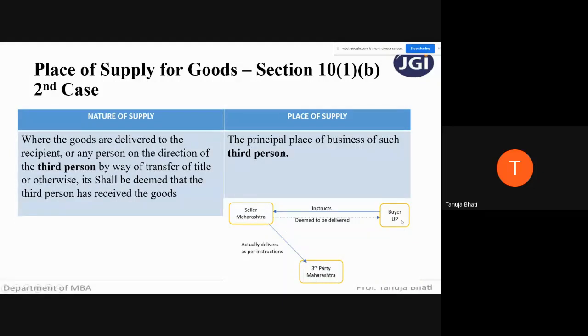So remember students, the person who is instructing, here the place of supply will be the principal place of the buyer, such third person who is instructing. So here the place of supply will be UP. So this will be deemed to be delivered. Though it is not actually delivered, under the provision of section 10, subsection 1, clause B, you have to consider it as deemed delivery. Though the actual delivery happened somewhere else, deemed delivery happened in UP, therefore the place of supply will be the principal place of the third person who is instructing, so it is going to be UP.